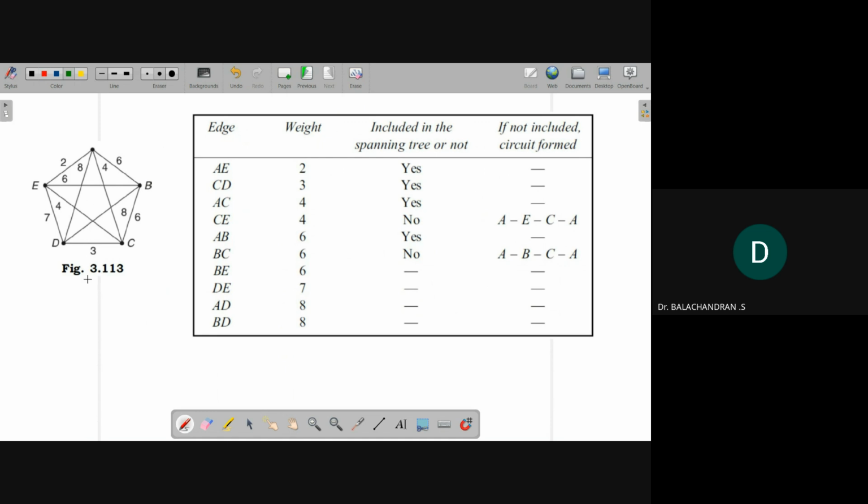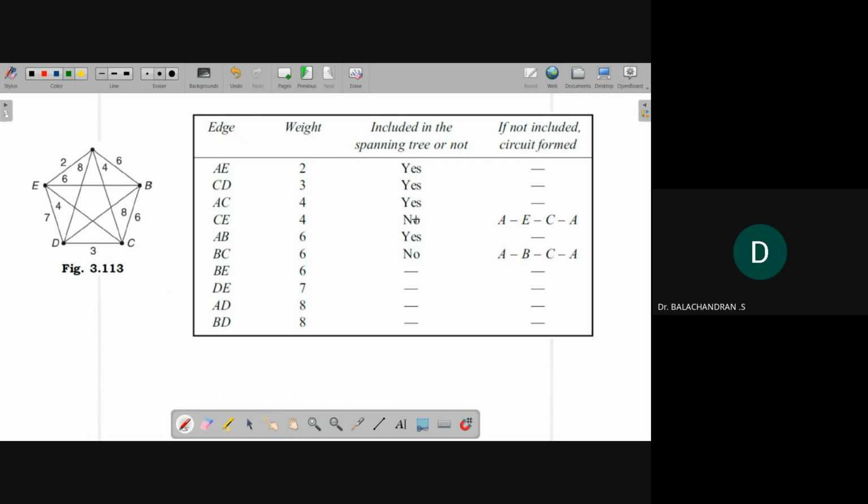Okay, so actually in the question they gave this diagram with the weights. So first step you should arrange the weights in the ascending order like this. Okay, and also you should write the edges. First these two steps you should do. Next, whether we need to include the edge in the spanning tree or not, here you should write yes or no. If not included, if a circuit is formed, you should write the reason.